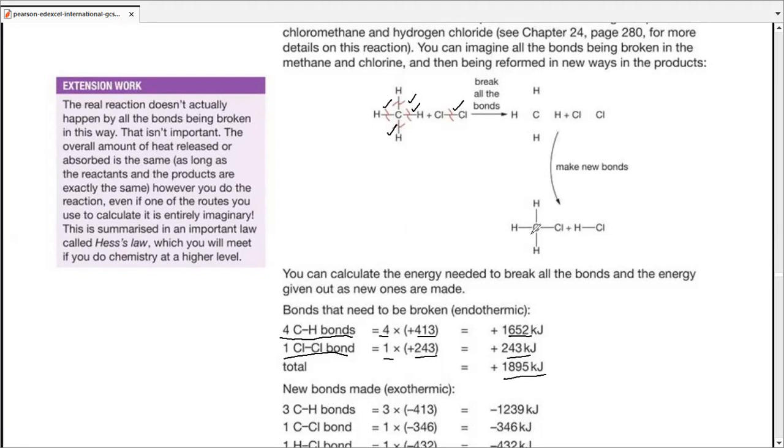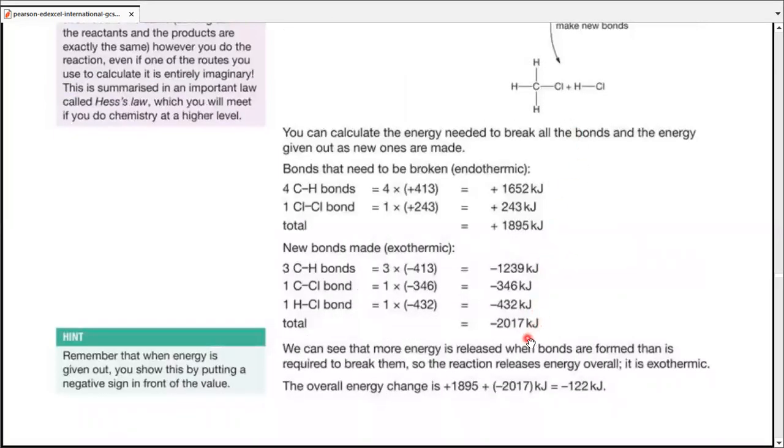When new bonds are formed, take a look. We have 1 carbon-hydrogen, 2 carbon-hydrogen, and 3 carbon-hydrogen bonds. We have 1 carbon-chlorine bond, and we have 1 hydrogen-chlorine bond, right? Putting the values respectively for carbon-hydrogen, carbon-chlorine, and hydrogen-chlorine bonds, we come up with a total. The total for this one is 2017 kilojoules. This is the amount of energy released since we are forming new bonds.